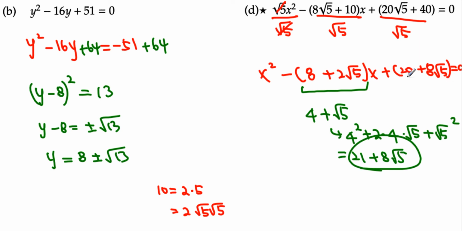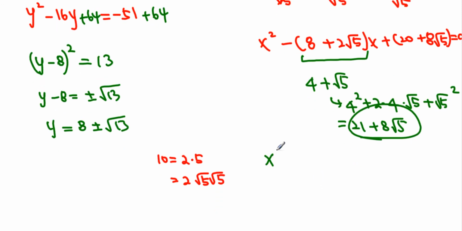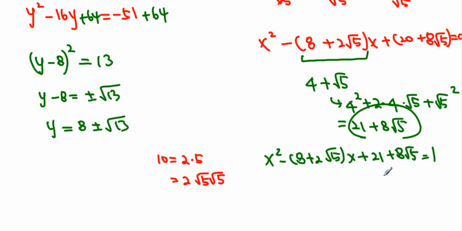But I have 20, so therefore all I have to do is simply add 1 more to each side. Then I'll be getting x squared minus 8 plus 2 square root of 5 x plus 20, or actually 21 rather, plus 8 radical 5, which is equal to 1. Then now I know the left side is a perfect square, as in x minus 4 plus radical 5, squared, is equal to 1.